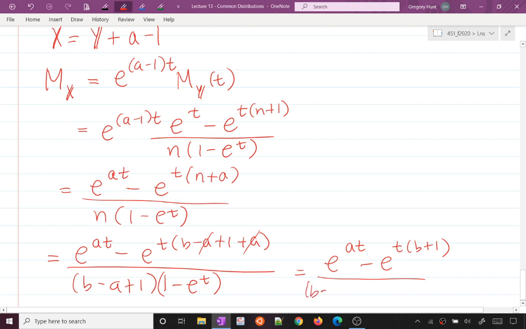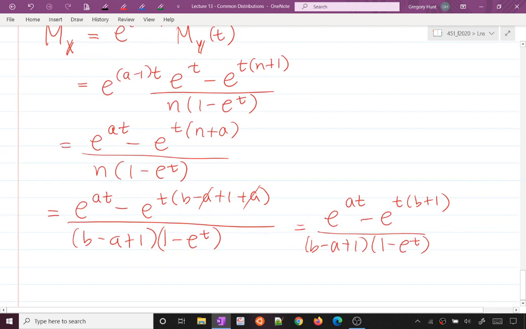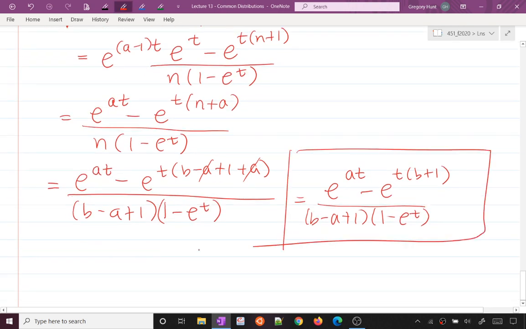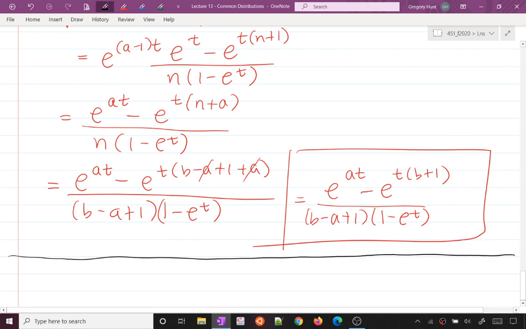And in the denominator, we have (b minus a plus 1) times (1 minus e to the t). And that is the general form for the MGF of a discrete uniform. And if you don't mess up like I did, it actually is quite much more straightforward than trying to derive that generally with all these a's and b's running around.